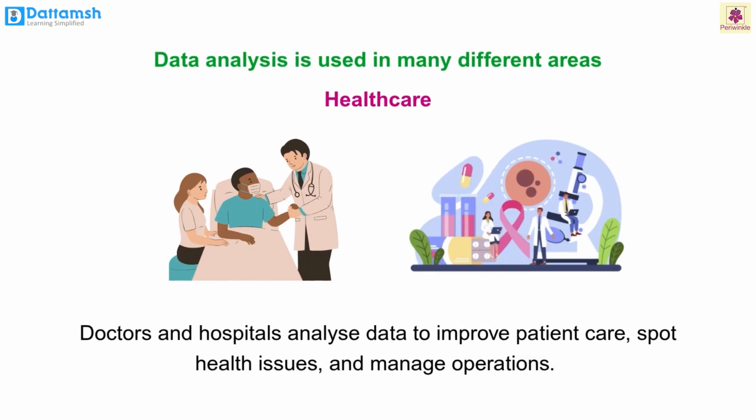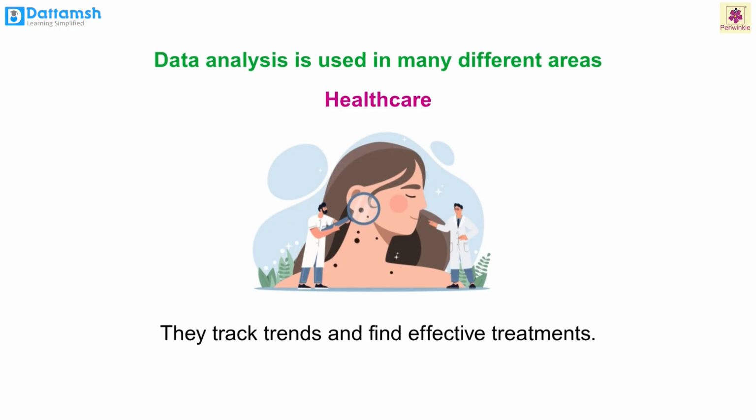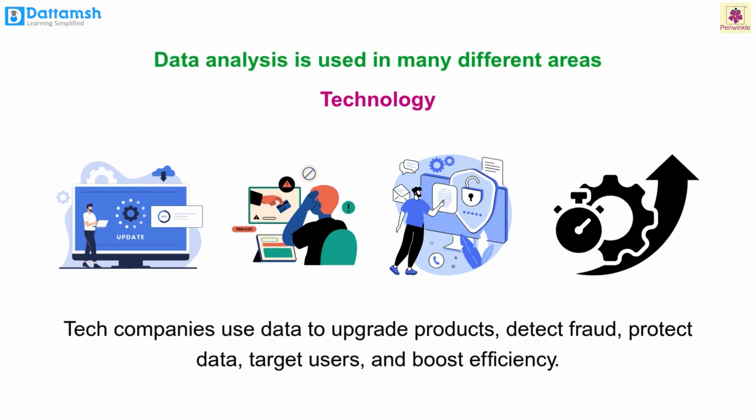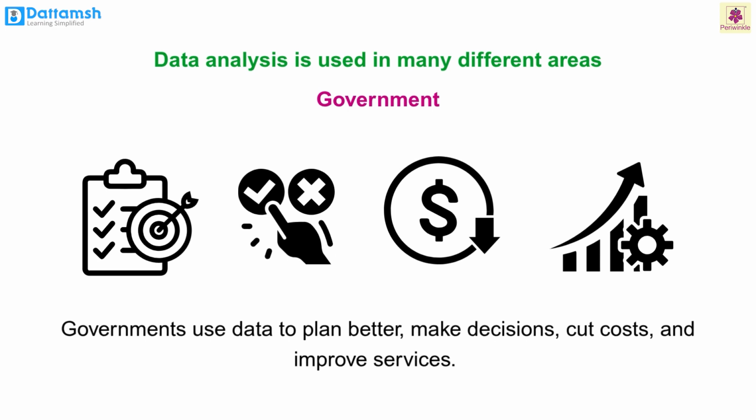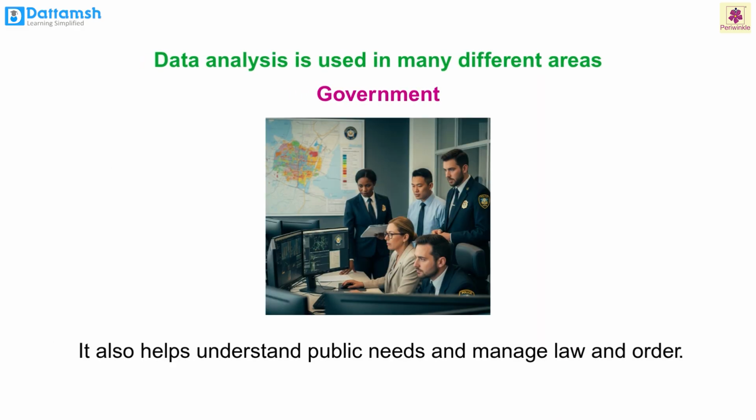Healthcare. Doctors and hospitals analyze data to improve patient care, spot health issues, and manage operations. They track trends and find effective treatments. Technology. Tech companies use data to upgrade products, detect fraud, protect data, target users, and boost efficiency. Government. Governments use data to plan better, make decisions, cut costs, and improve services. It also helps understand public needs and manages law and order.